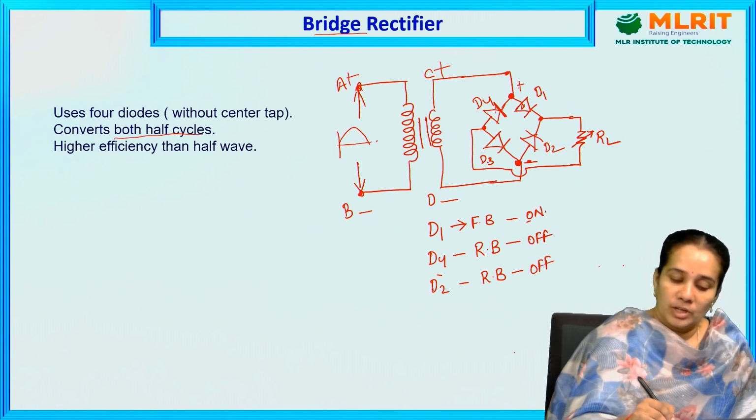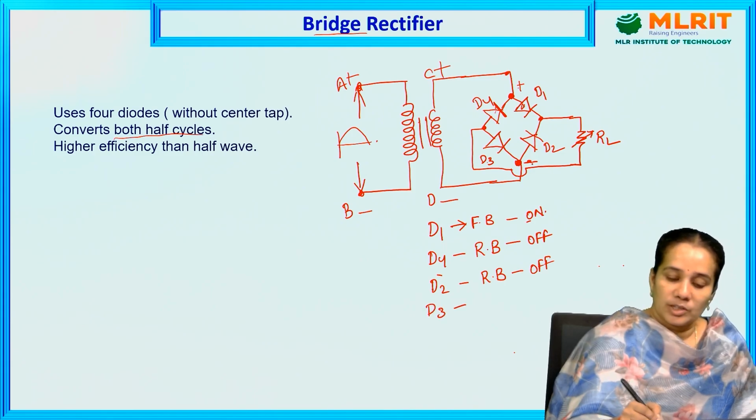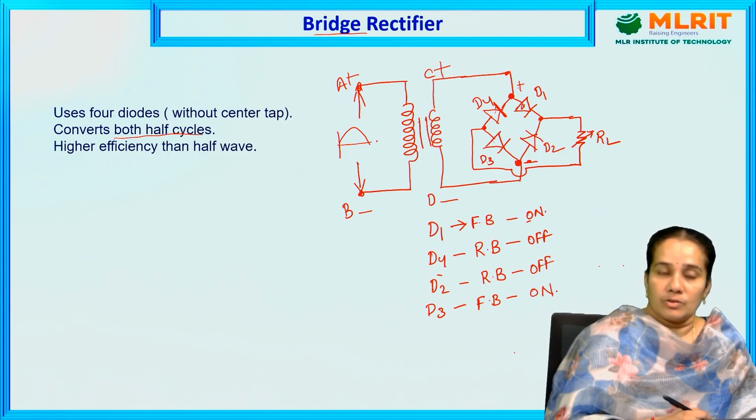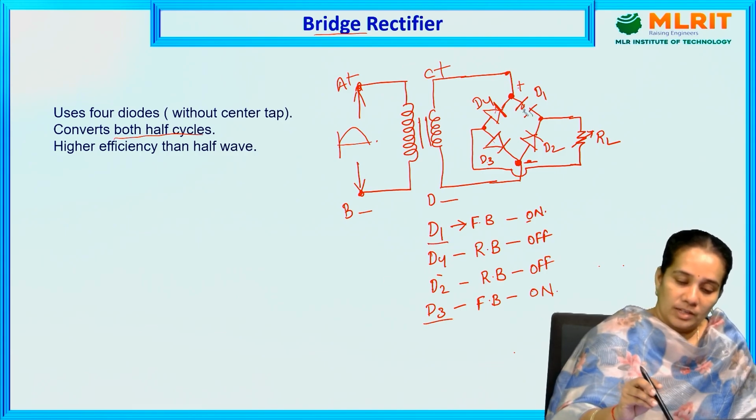Next, come to the diode D3. For the diode D3, the negative terminal is connected to the negative terminal. So then the diode is in which bias? Forward bias. So during the forward bias, the diode is in on state. So which diodes are in on state? Diode D1 and D3.